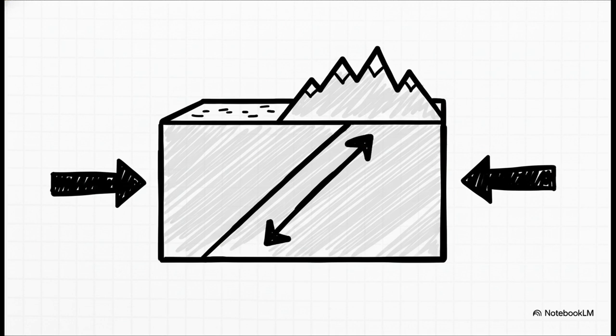It's caused by compression, squeezing the crust together, and this time the hanging wall gets pushed up and over the footwall. This whole process actually shortens the crust, and it's the main engine that builds mountains. Seriously, the amazing Himalayas? That's what happens when this kind of faulting goes wild on a continental scale.